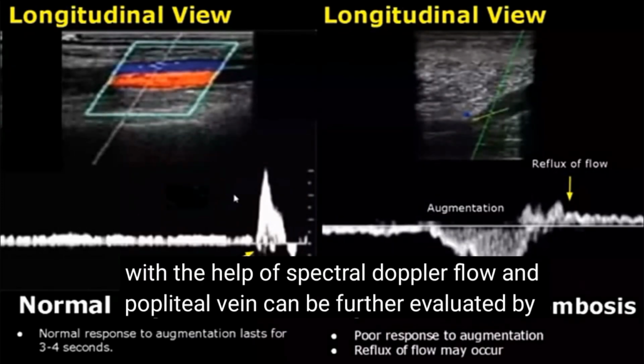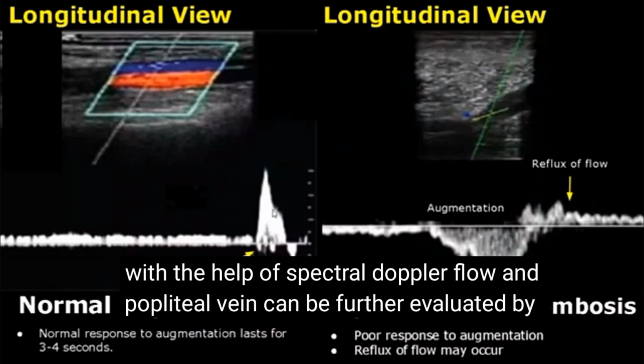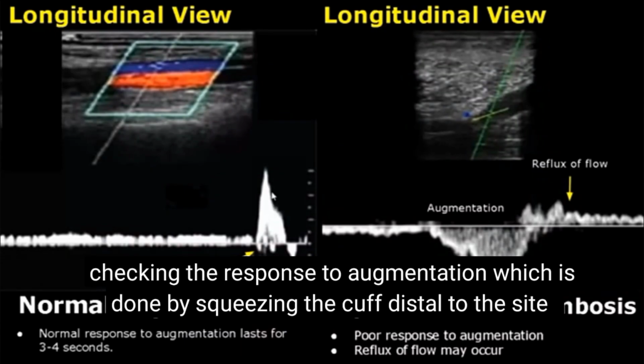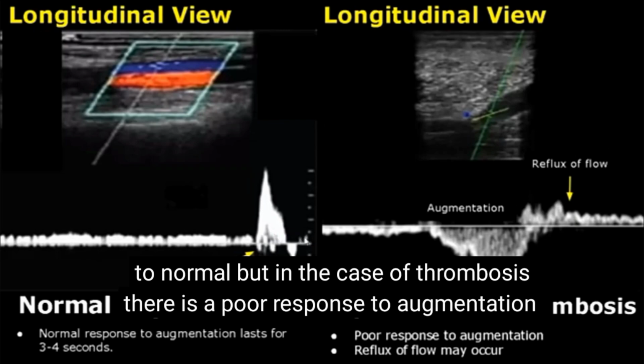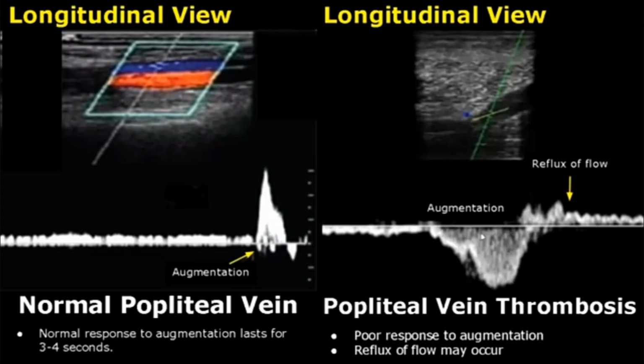With the help of spectral Doppler flow, the popliteal vein can be further evaluated by checking the response to augmentation, which is done by squeezing the calf distal to the site of scan. Normally, this response lasts for 3 to 4 seconds, after which the flow returns to normal, but in case of thrombosis, there is poor response to augmentation.